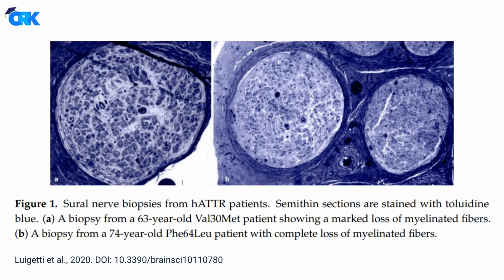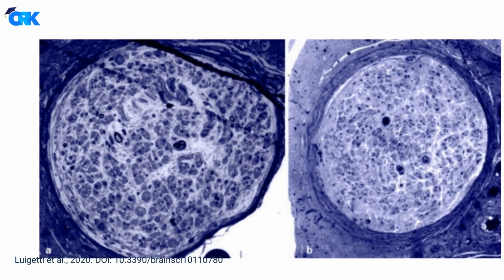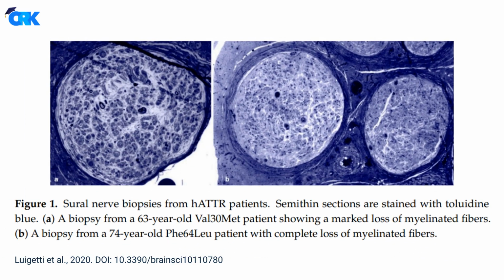In a multi-center Italian study involving 69 patients, Congo red-positive amyloid deposits were detected in 72.5% of sural nerve biopsies. However, the positivity rate varied significantly with TTR mutation subtype. For example, 87.5% in Val30Met versus only 48.2% in Pro64Leu.